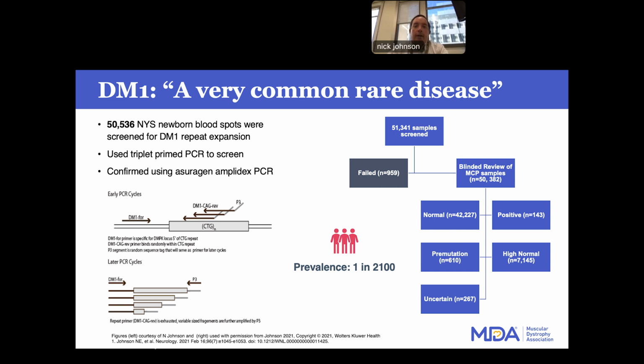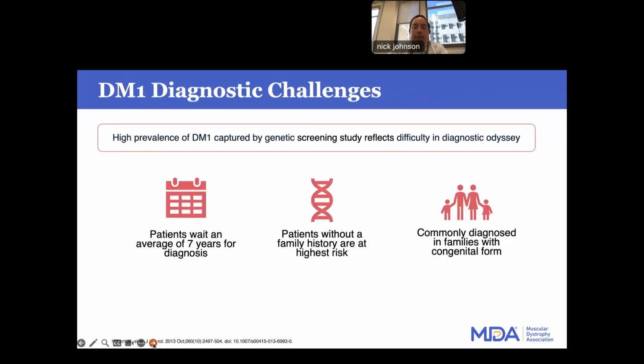So really, this is a shockingly high prevalence, and certainly I expect a higher prevalence than what you were expecting to see or what you see in your clinic, and that really reflects that difficulty in diagnostic odyssey. So we know from work out of the Rochester Registry for DM1 patients and family members that patients on average wait about 7 years for diagnosis. And that really is most reflected in people who don't have a strong family history.